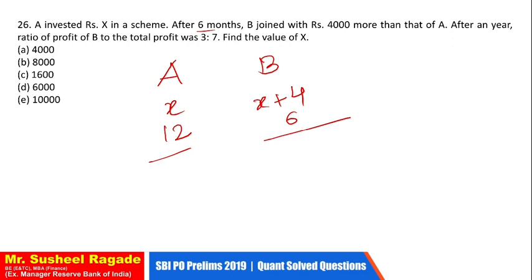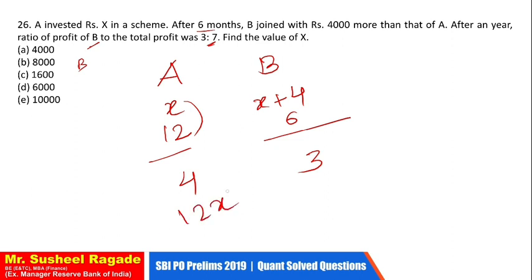So what they have given, after a year the ratio of profit of B to the total profit. So it means that B's share is 3 and total is 7. So that's why A's share is 4, because 4 plus 3 is 7. So this is the ratio. So now how to proceed? So let's multiply this, 12x.